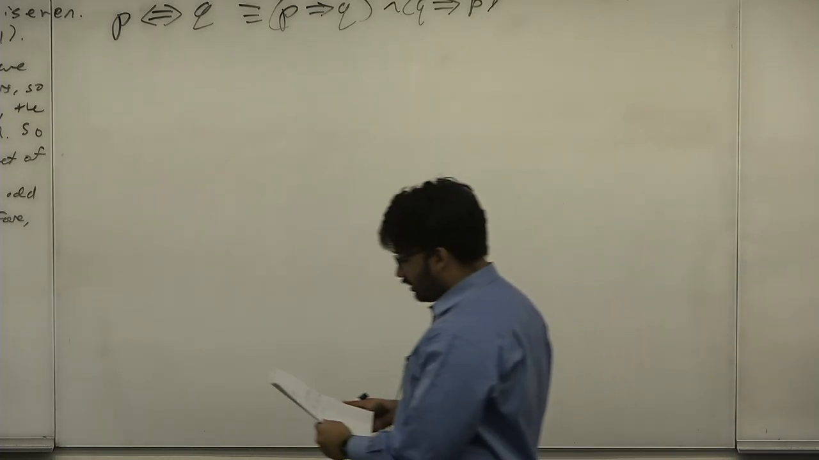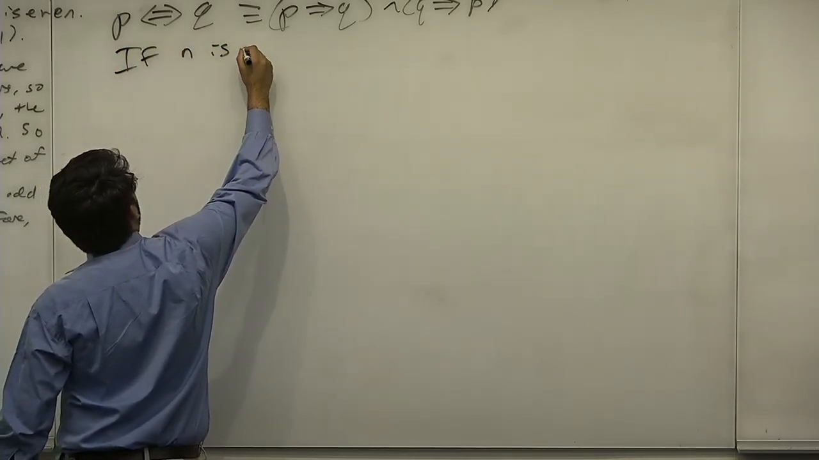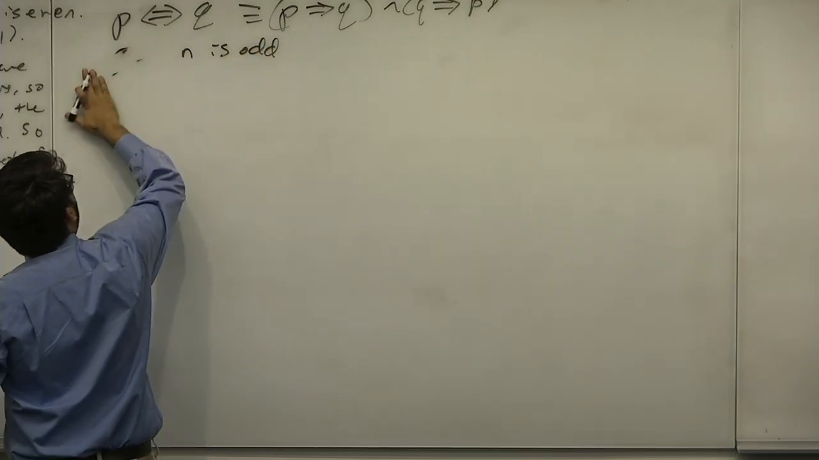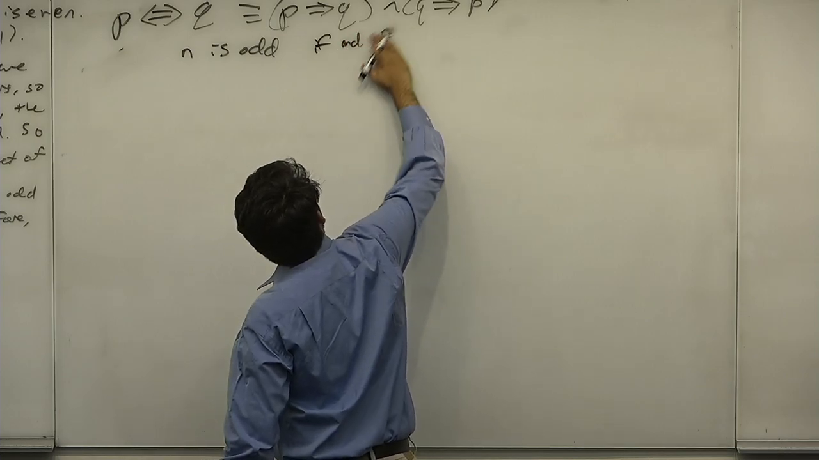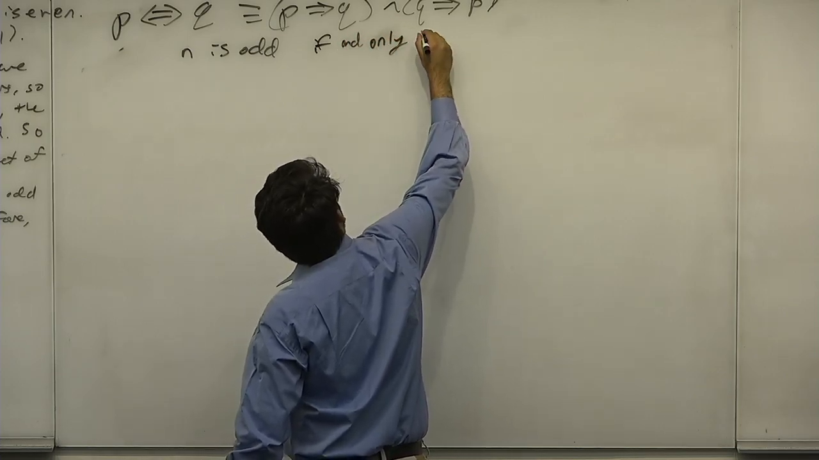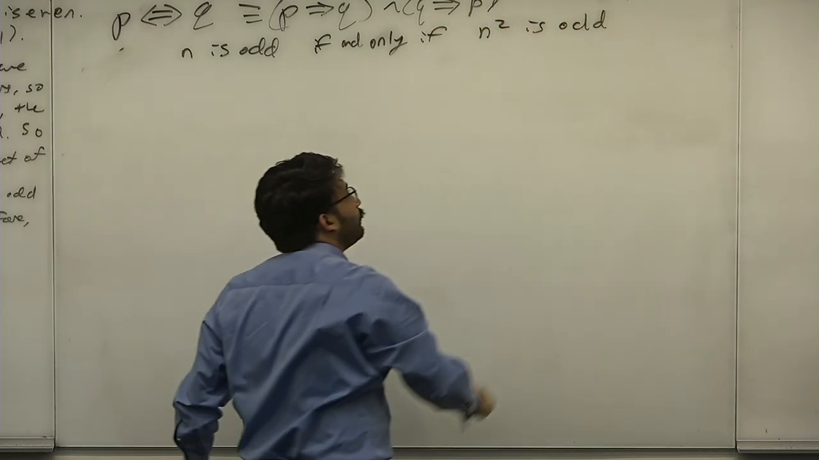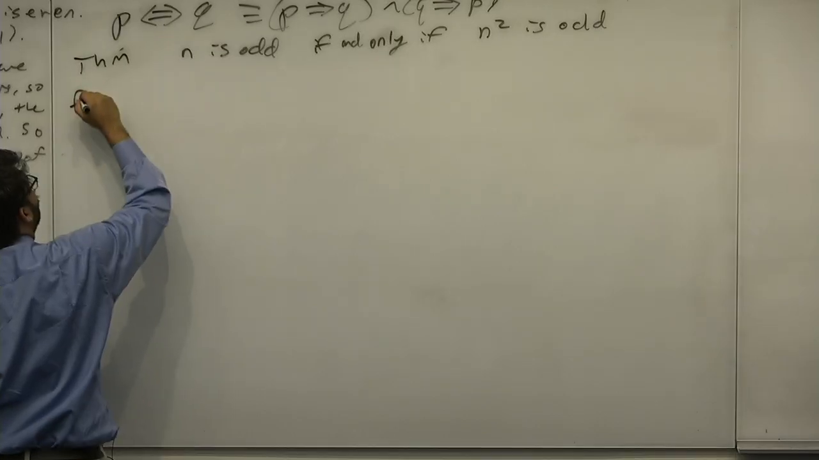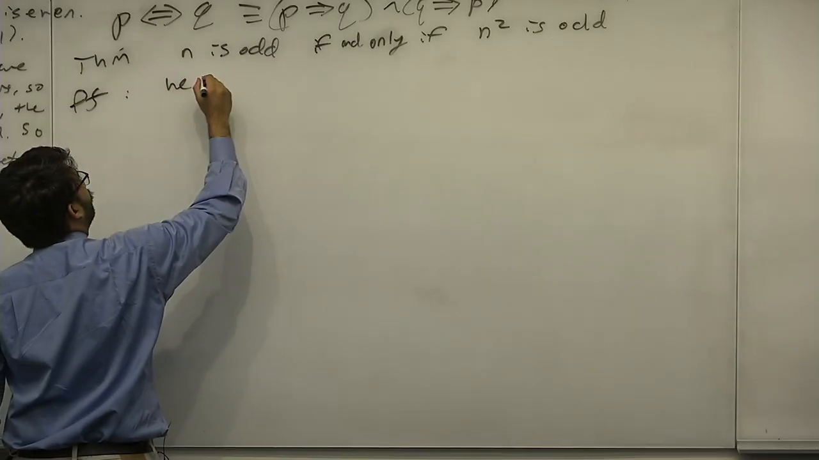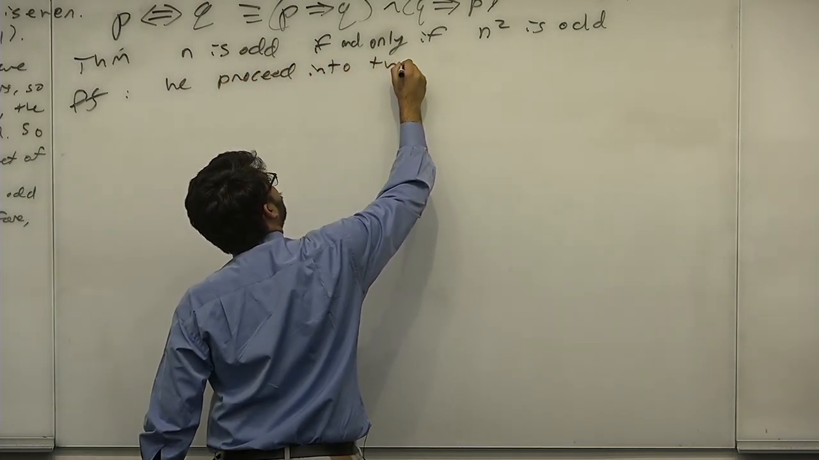Let's prove the following statement. If N is odd, we'll say N is odd if and only if N squared is odd. We agree? We proceed by two cases. That's the theorem. Proof. We proceed into two cases.